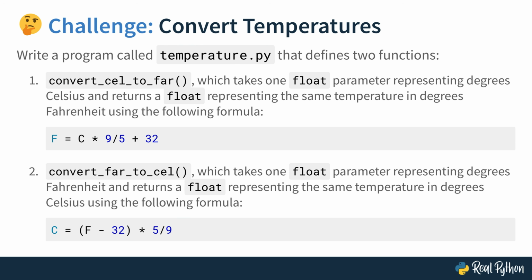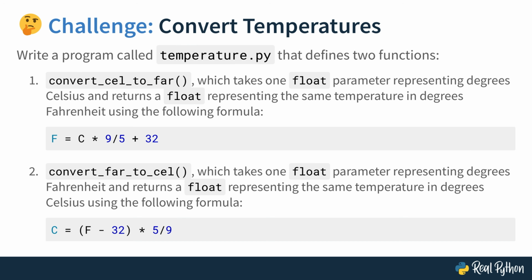Now with the 2 exercises solved, let's have a challenge. This one is called Convert Temperatures. Write a program called temperature.py that defines 2 functions. Convert cell to var, which takes one float parameter representing degrees Celsius and returns a float representing the same temperature in degrees Fahrenheit, using the following formula.